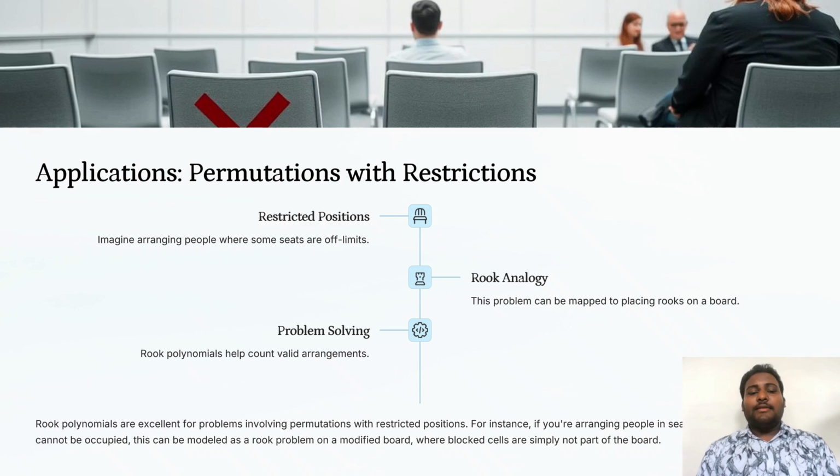The rook polynomial is also excellent for problems of individual permutation with restricted positions. For instance, if you are arranging people in seats where some cannot be occupied, this can be modeled as a rook polynomial on a modified board where blocked cells are simply not a part of the board.